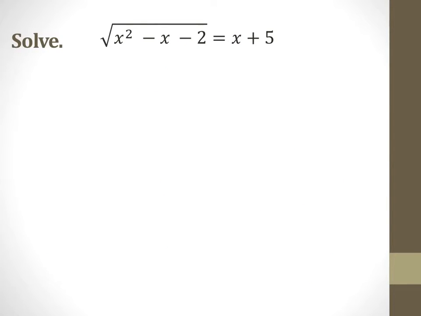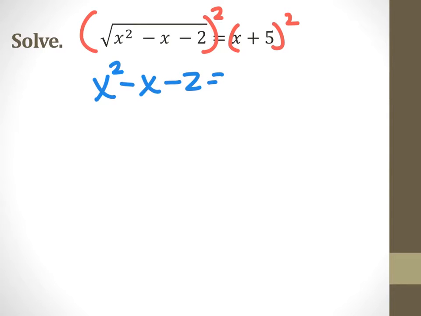So now we have a square root again by itself, and you do have to have the root by itself before you start doing anything. We are going to square it. On the left-hand side, we get x squared minus x minus 2. On the right side, we get x plus 5 times itself. This is not x squared plus 5 squared.